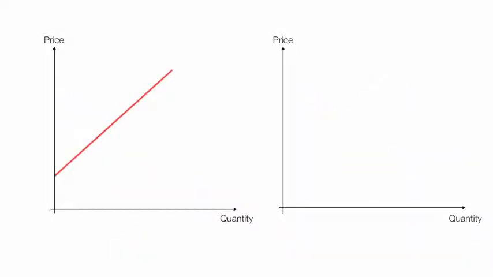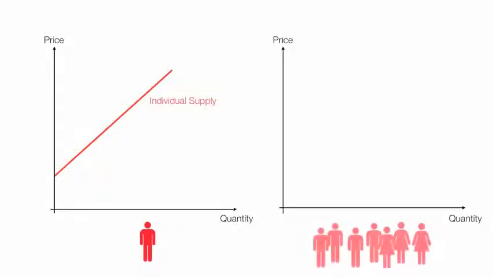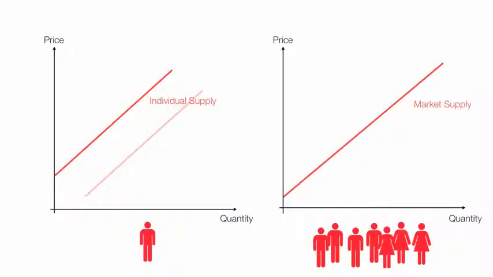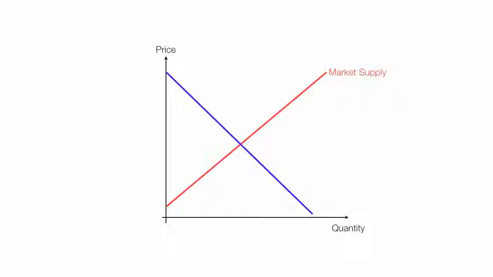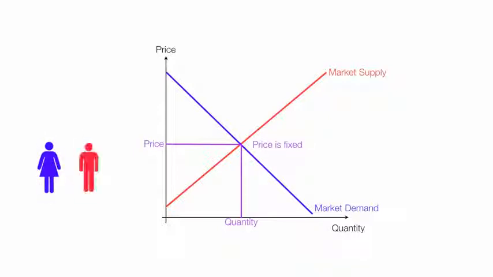Now I'll make the same assumption about market supply. Here's individual supply, one supplier, and a market supply. Changes in individual supply have no impact on market supply. Now, if I draw in market supply and market demand, that's our market price and market quantity. Price is fixed. In other words, suppliers and buyers see price as fixed and they're price takers.